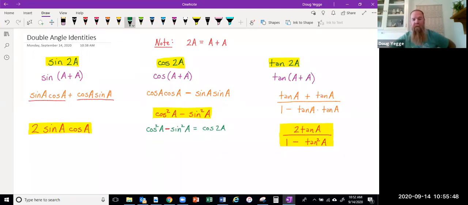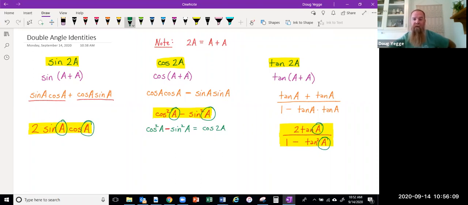So knowing these formulas, we're going to be able to use, as we mentioned, the single angles of a in order to compute all of these, since a lot of times we're given information about, say, 30, 45, 60-degree reference angles, but we want to find information about angles that are twice as large.